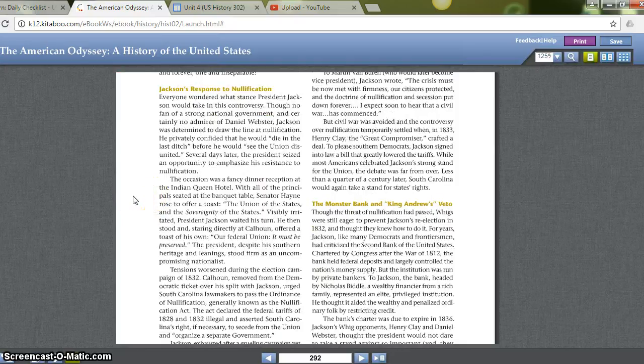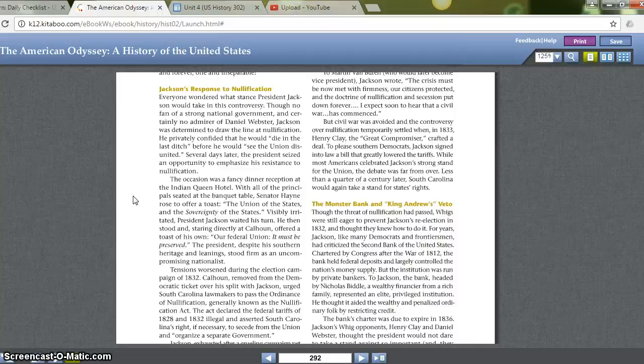Jackson's response to nullification. Everyone wondered what stance President Jackson would take in this controversy. Though no fan of a strong national government, and certainly no admirer of Daniel Webster, Jackson was determined to draw the line at nullification. He privately confided that he would die in the last ditch before he would see the Union disunited.